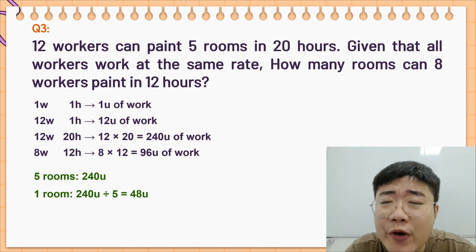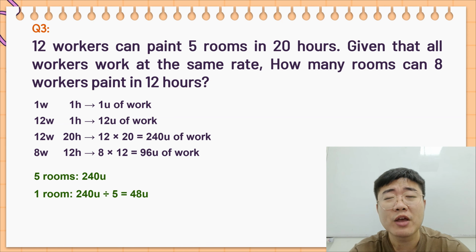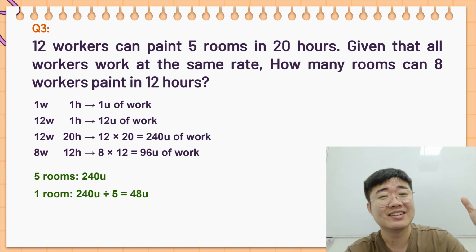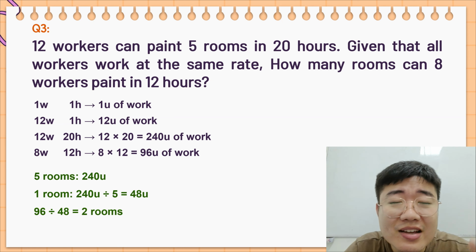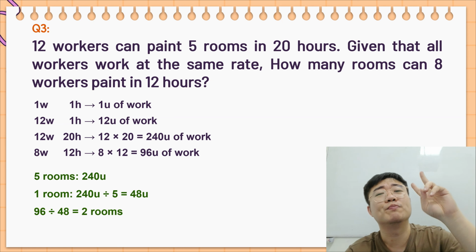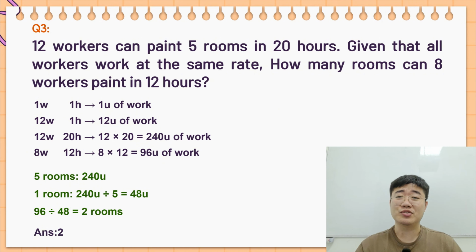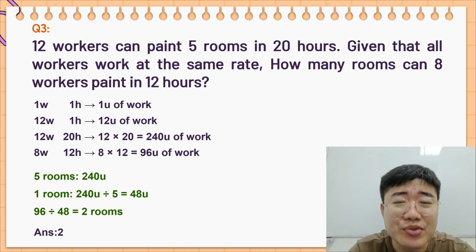Now we already know that 48U of work is 1 room. How many rooms have they painted? Perfect. Now this will be 96 divided by 48. So they have painted a total of 2 rooms. The answer is 2.